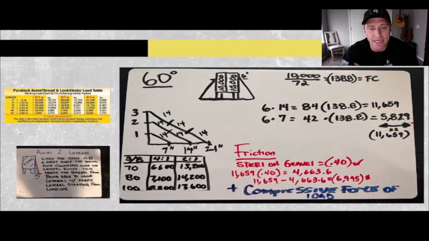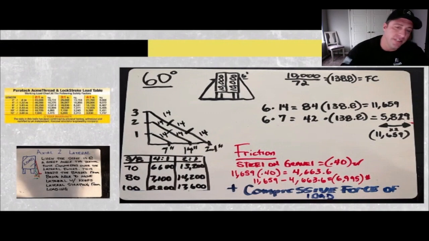The next thing to look at is that strap. So for every foot of rise, I have 7 inches of run. So 6 times 7 is 42. Now I have 42 inches from the vehicle that is creating force at 138.8 pounds. So now I multiply those together and I get 5,829 pounds of force in both directions. So a total of 11,659 pounds of force with 0% friction.